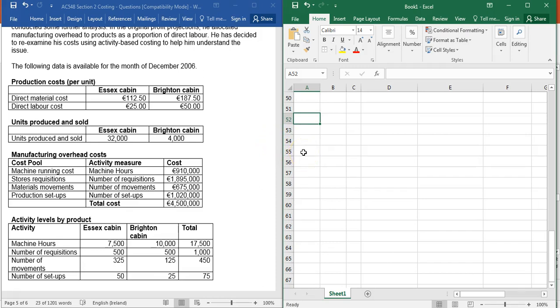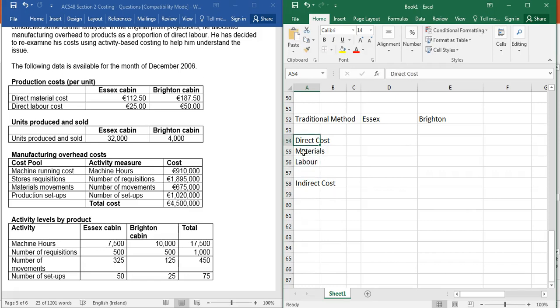So the first thing we're going to look at is the traditional method, and we're going to get the cost for Essex and the cost for Brighton. So again, pause the screencast yourself and make an attempt. Well, for the traditional method, you're going to have direct cost and you're going to have indirect cost. And the direct cost is relatively straightforward. You have the materials and you have the labour.